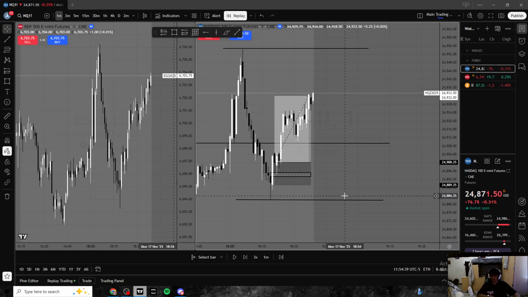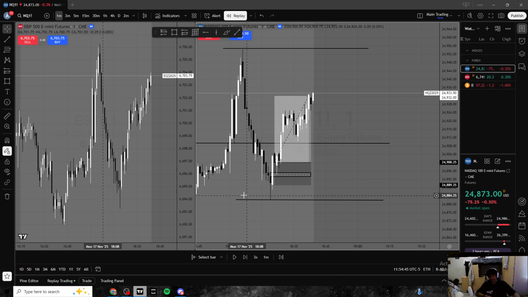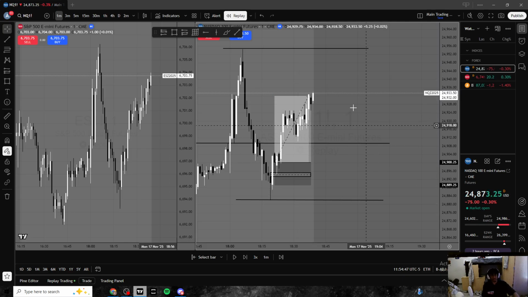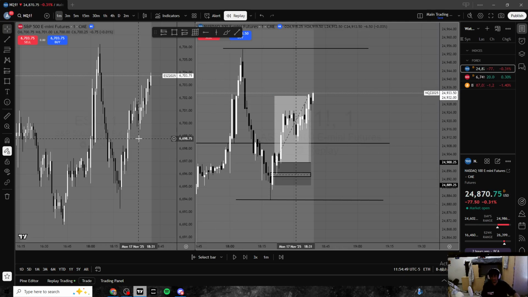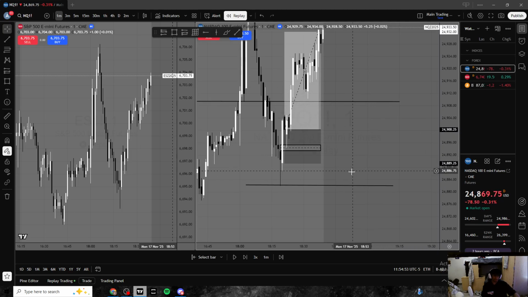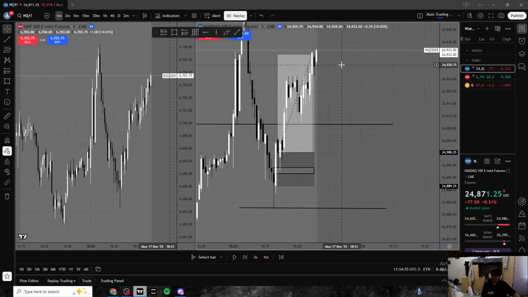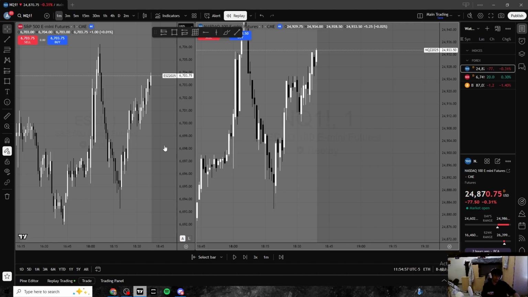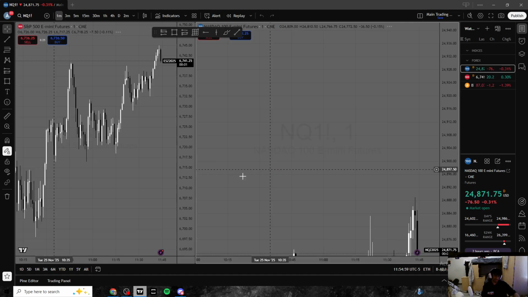If there's an external draw that's about to be taken out, wait for the external draw to be taken out and then target an internal draw or an intermediate low or an intermediate high or an intermediate imbalance. All the same thing. But yeah, I hope this helps. That's really all you really can say about Asia.